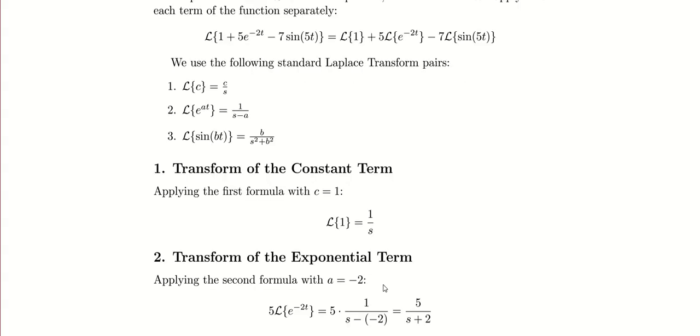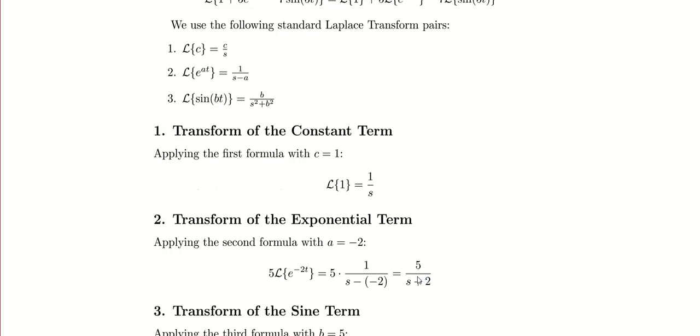For the exponential, we had first 5e to negative 2t, but the 5 can come outside, and we have 5 times the Laplace transform of e to the negative 2t. Here a is negative 2, so we just plug it into the formula. That's 5 times 1 over s minus negative 2, which turns into 5 over s plus 2.